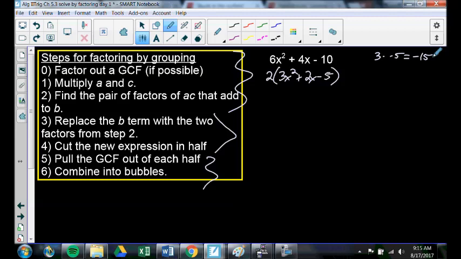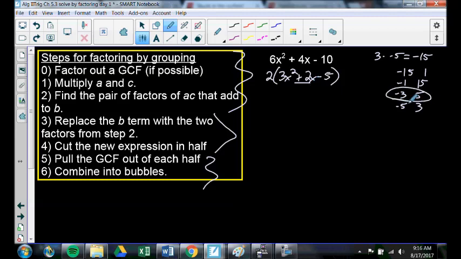Step 2: find the pair of factors of AC that add to B. I'm going to write out all the factors of negative 15. I want to find the pair that adds to B, and the B term is now positive 2. The signs are so important, don't lose track of your negatives. The B term right now is positive 2. This pair adds up to positive 2.